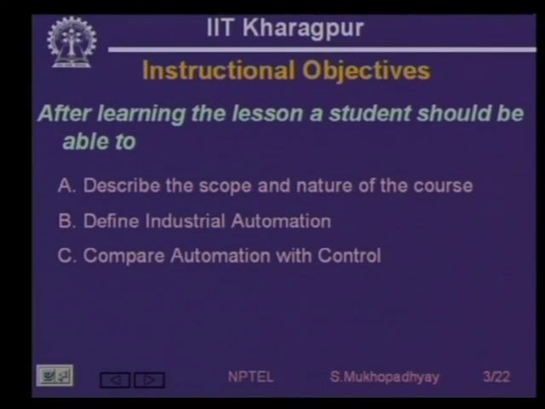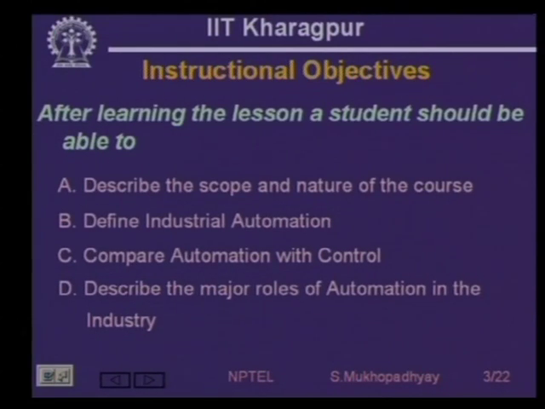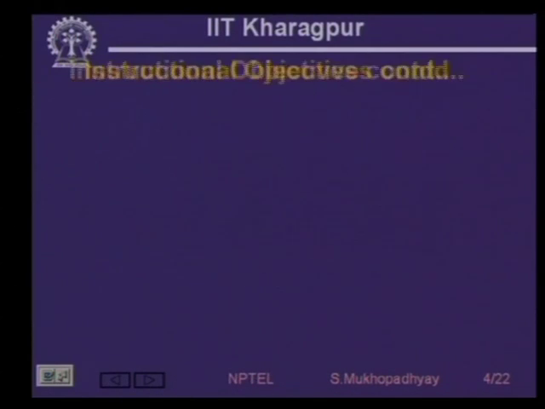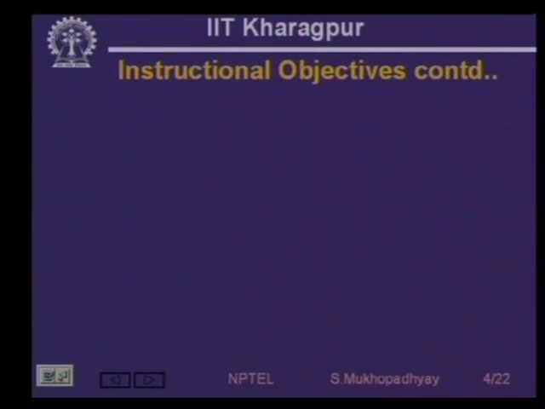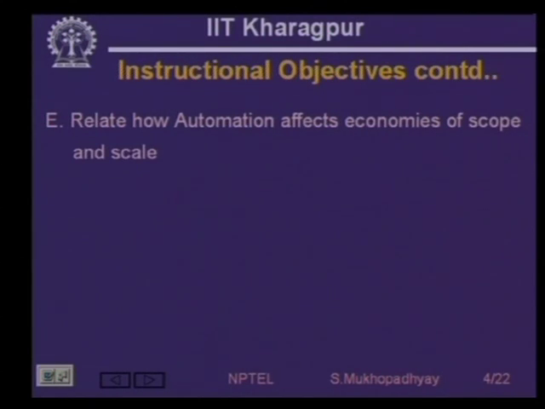He will be able to define industrial automation, what it is. He will be able to compare automation with control. This course has two terms, industrial automation and industrial control. So, he will be able to understand what are the similarities and differences between these two terms. He will be able to describe the major roles that automation plays in the industry, and he will be able to relate two terms called economies of scope and economies of scale, and see how automation enhances these.